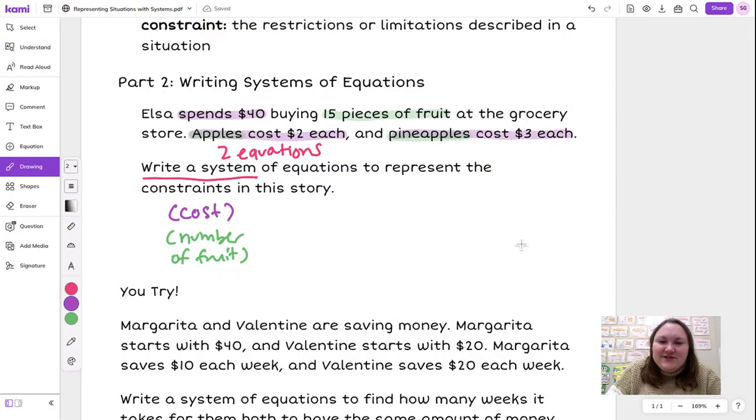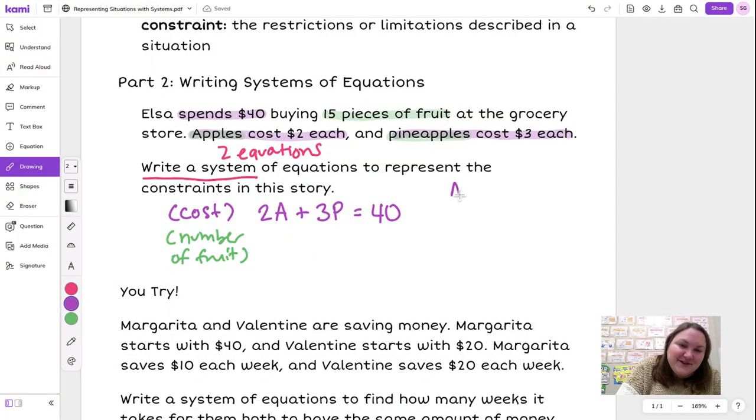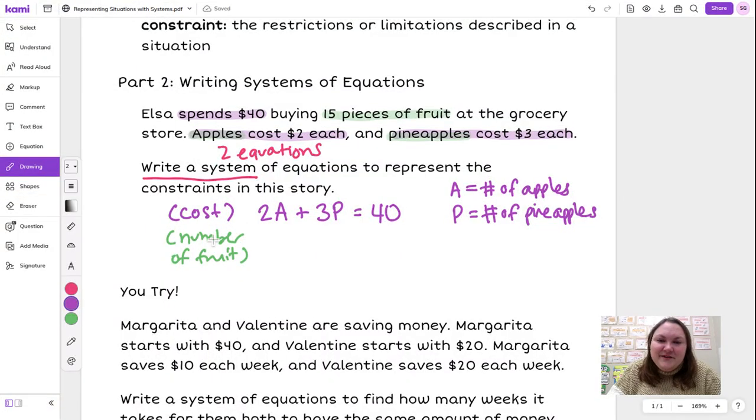For our cost equation, I might say if apples cost $2 each, we could say $2 for each apple, plus our $3 for each pineapple, and she's spending a total of $40. I've used two variables, so let me stop and describe those. I know the cost of each apple, but I don't know how many apples. So A could be number of apples, and then P is real similar. P would be the number of pineapples. And there's one of my equations.